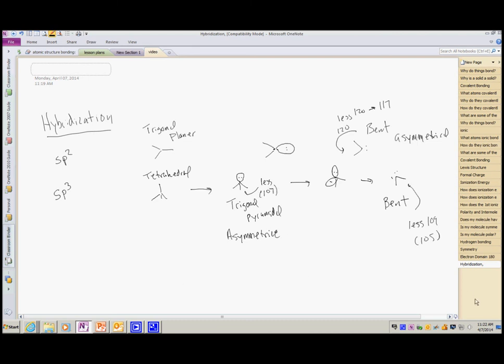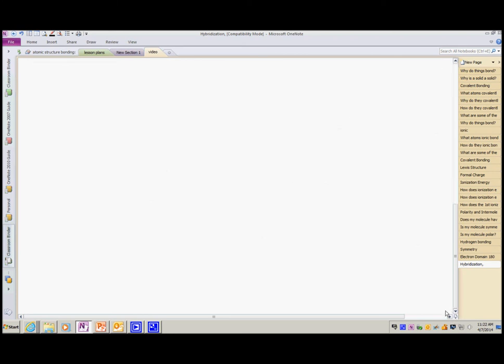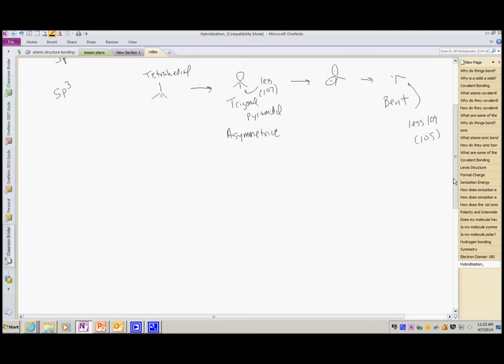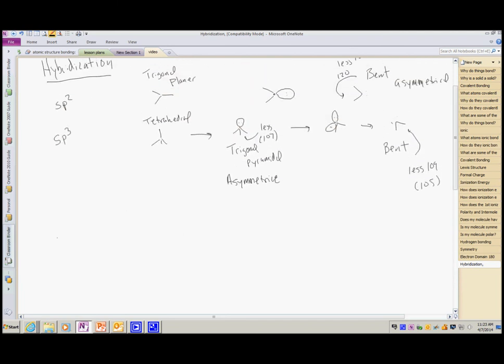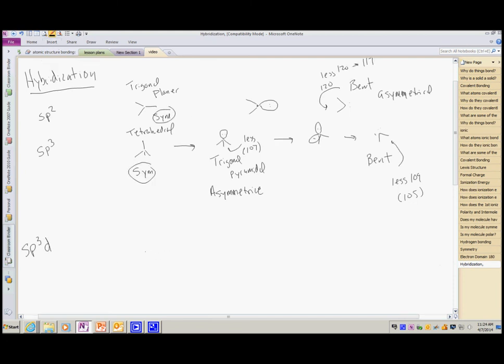If I were to look at the 5, give me a second. Okay, 5 things come out of the center. We call it sp3d hybridization. This is going to be called standard shape, 3 things off the center, 1 up, 1 down. Again, this is symmetrical.